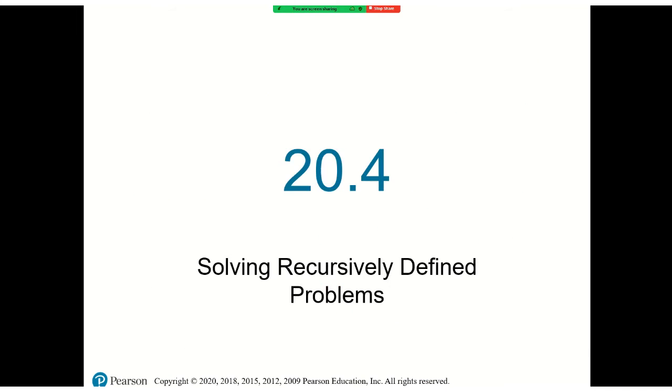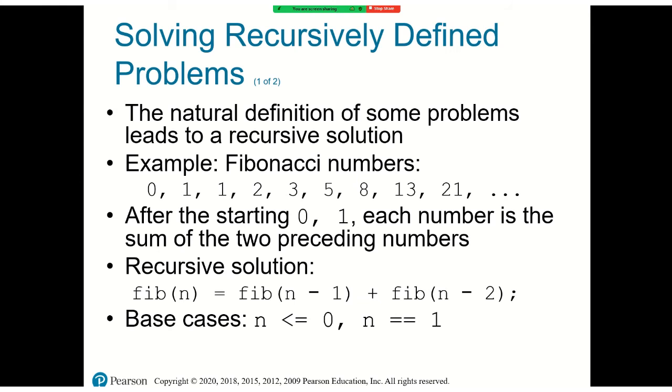So let's move on. So we are solving recursively defined problems now. Now, what are these problems? We call them recursively defined problems. The natural definition of some problems may lead to a recursive solution. For example, Fibonacci numbers, that's one of the examples. It's recursive by nature.